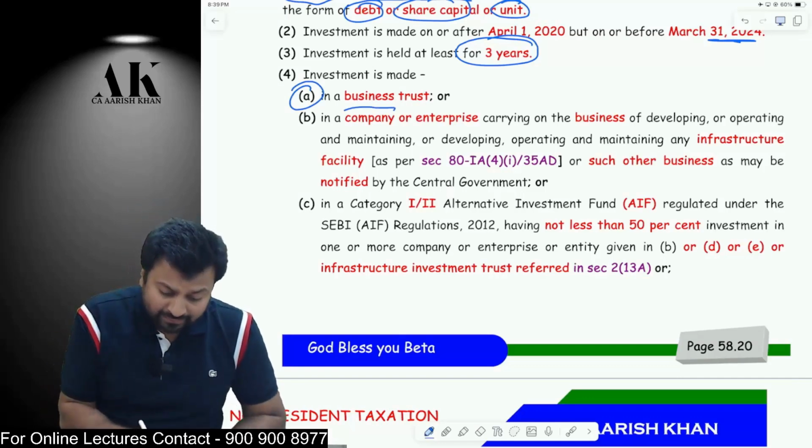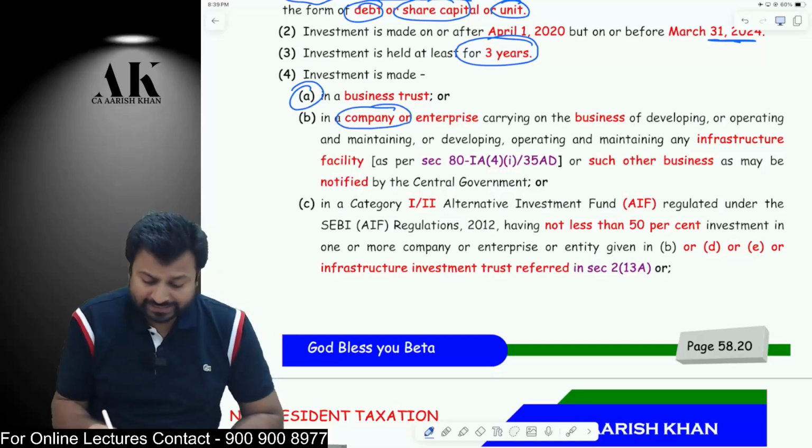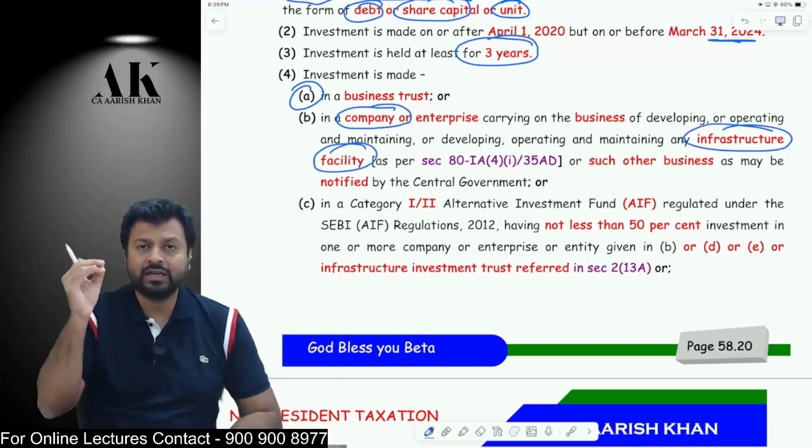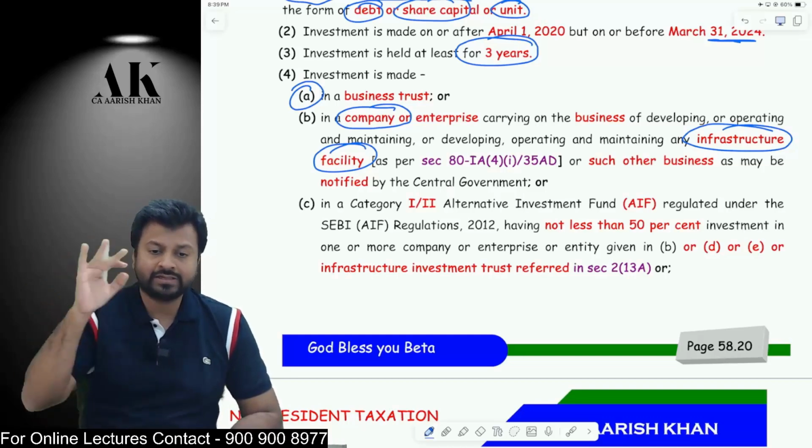Second, they will make an investment in a company or an entity which is engaged in infrastructure facility in India. So any like Adani infrastructure. So if a company which is engaged in infrastructure facility in India, they will invest in that company.